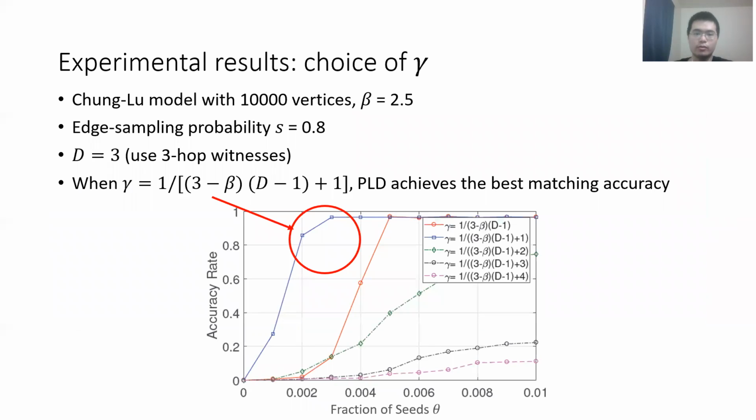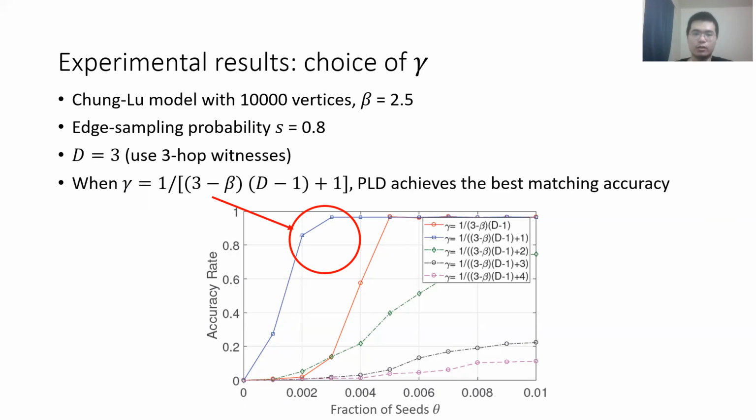Here are the experimental results to verify our theoretical findings and the effectiveness of our PLD algorithm. First, we simulate our PLD algorithm with different gamma to investigate the impact of the parameter gamma. We generate the underlying parameter graph G0 according to the channel model with 10,000 vertices, beta equal to 2.5. Then we construct G1 and G2 by sampling each edge of G0 twice independently with probability 0.8. We use 3-hop witnesses in our PLD algorithm.